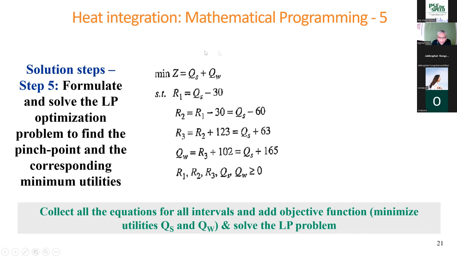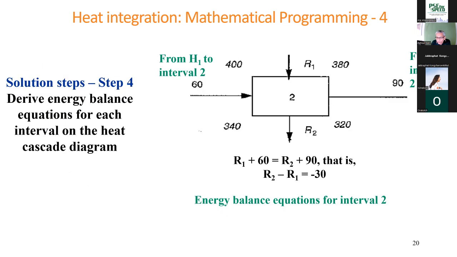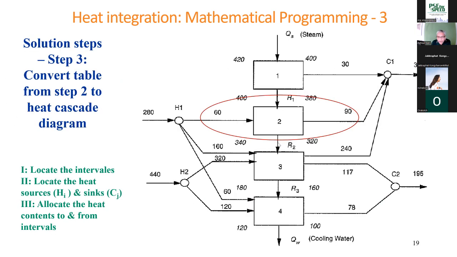So now it is a simple linear optimization problem. We want to minimize this, and we want to find the values of R1, R2, R3. They cannot be negative, they can be 0 or positive. And any linear program solver will solve it very easily, showing that the pinch point is at R2. The point is here.